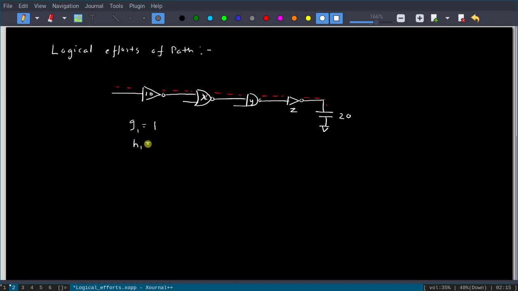H1 is output capacitance divided by input capacitance. Since the size of the succeeding stage is X, the output capacitance will be X, and the input of the inverter will have a capacitance with the value of 10, because the size of this one we have taken as 10. So that means output capacitance divided by input capacitance, that is X by 10.